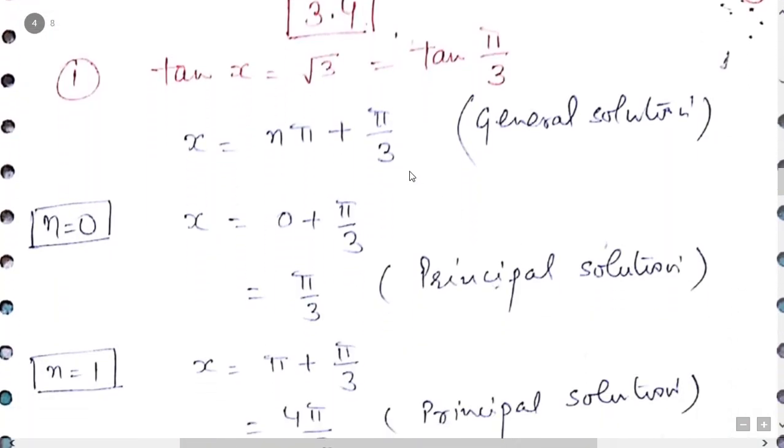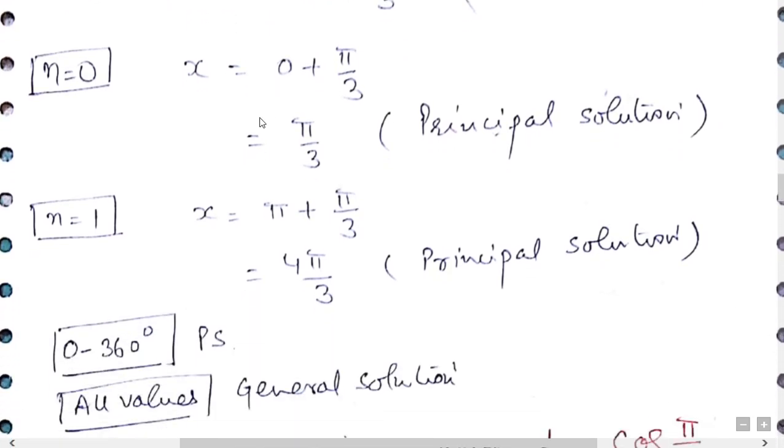Now exercise 3.4, tan x is equal to root 3. It means it can be written as tan pi over 3. It means x can be written as n pi plus pi over 3. It's the general solution. Now insert n is equal to 0. It means the answer is pi over 3. If I insert n is equal to 1, it's 4 pi over 3.